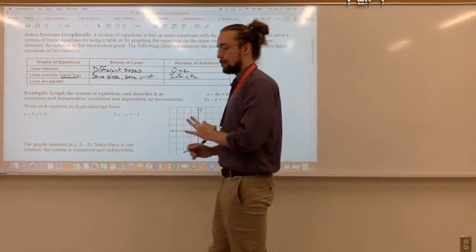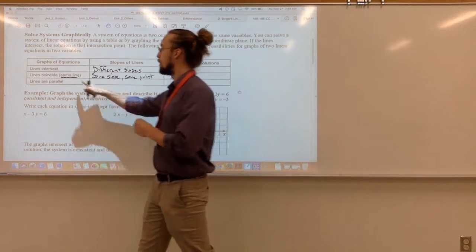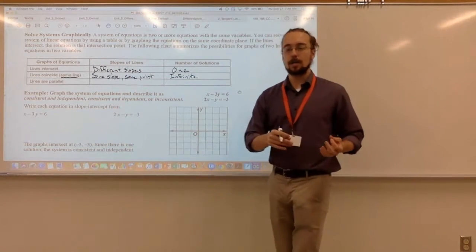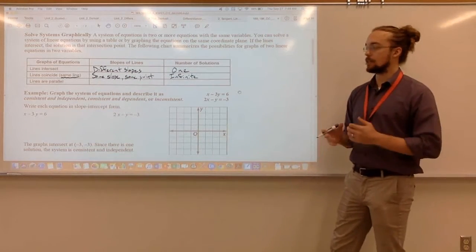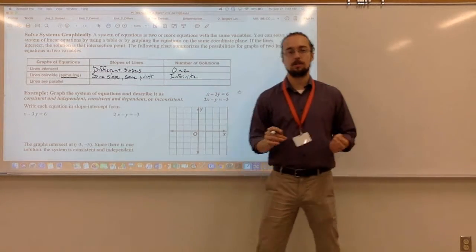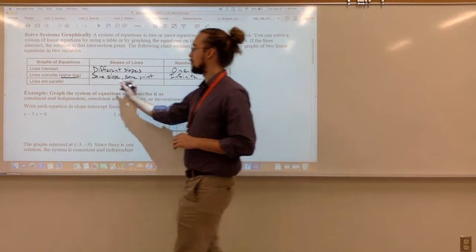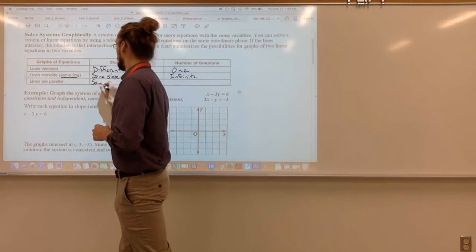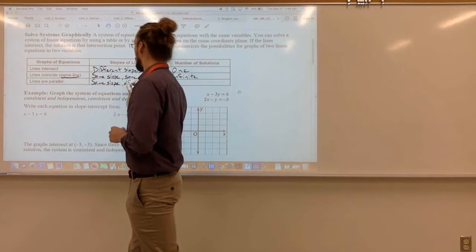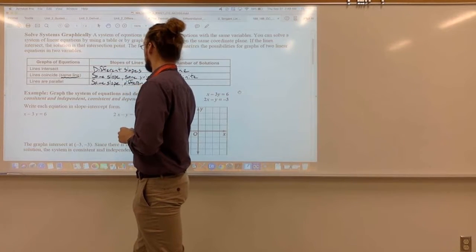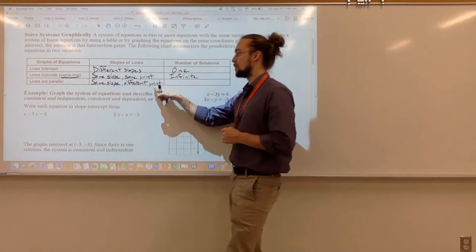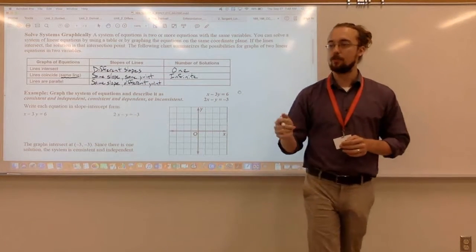The third possibility is if the lines are parallel. Now, if lines are parallel, we already talked about this idea in the last section. What's the relationship between slopes of parallel lines? They have the same slope. They're the same, right? So they're the same slope, but they'll have a different y-intercept. If lines are right on top of each other, they have the same y-intercept. If they're just parallel, they'll have a different y-intercept.